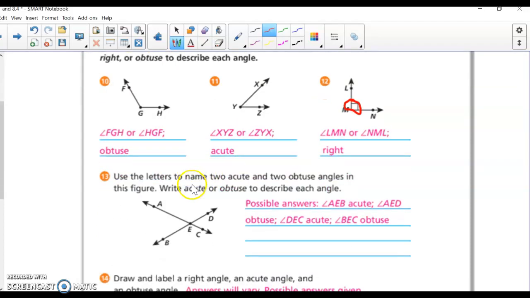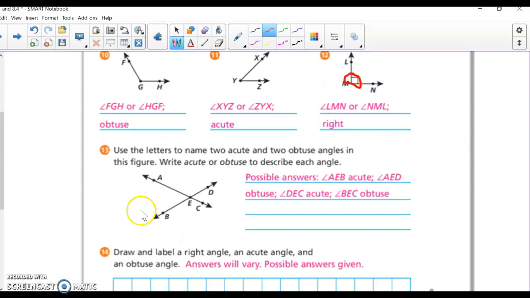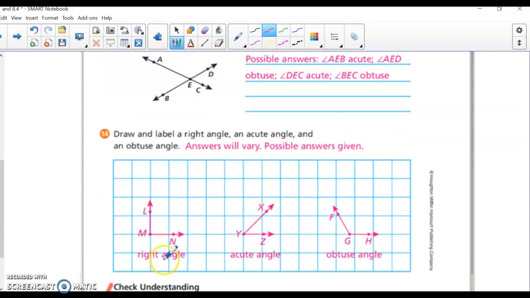Okay, so some of your possible answers could have been angle AED. I'm sorry, AED is a big one. That's obtuse. AEB here is going to be small, and so is DEC. These are your two small, and the top and bottom angles are your two large ones. Okay. The last part, and yours might not look like this. Your right angle hopefully should, right? Your right angle is a square angle, has that idea. And then acute got smaller, and obtuse got bigger.